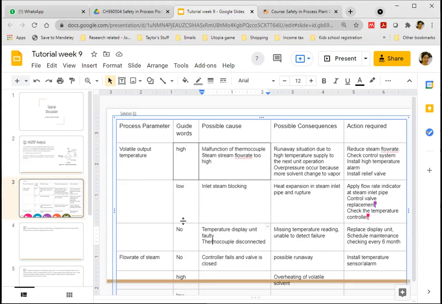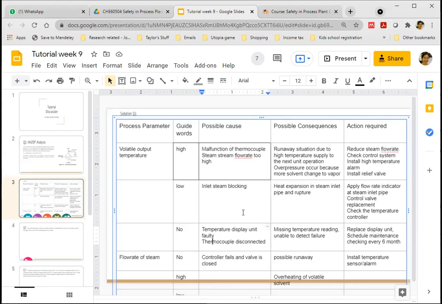We only worked on 3 guide words. But in your assignment 1, in your case study, you may need more guide words than just 3. Sometimes, if you're talking about flow rate, or the flow of input chemicals, you may have reverse flow. What causes the reverse flow? What causes the back pressure?